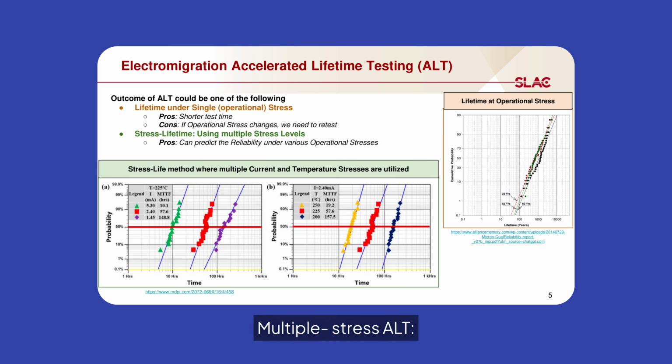Multiple stress ALT: a more rigorous approach uses 3 or more stress levels to generate a life-stress relationship. This relationship allows us to predict component reliability across a range of use conditions without retesting, as long as the system properties remain consistent with those of the test units. This method is particularly effective for building reliability models that can be applied to real-world operating conditions. The graph on the left shows stress-life ALT results.